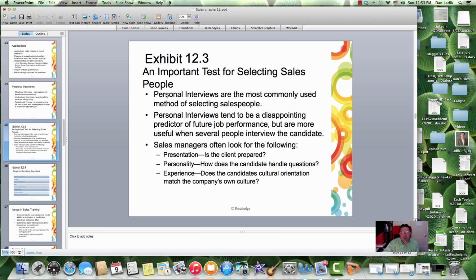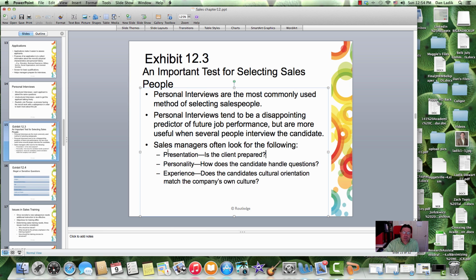So personal interviews are good. We like personal interviews. As a matter of fact, some of the videos that you guys have been watching from Selling Power talk about the power of the personal interview. However, they're not a great predictor of future job performance. It's better when there are multiple people interviewing the candidate, because then if 3, 4, 5 people think it's a good salesperson, there's probably better validity.